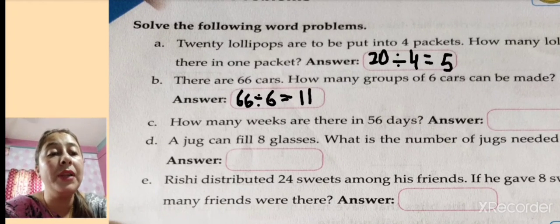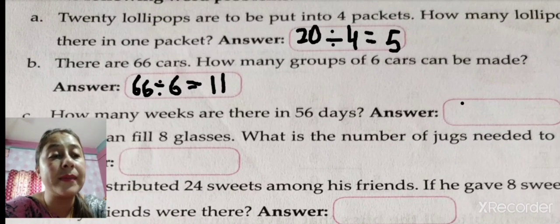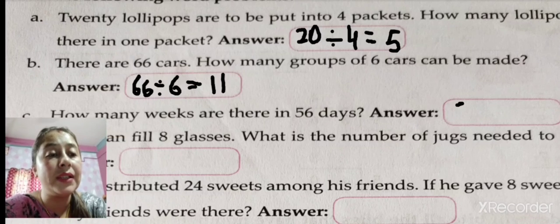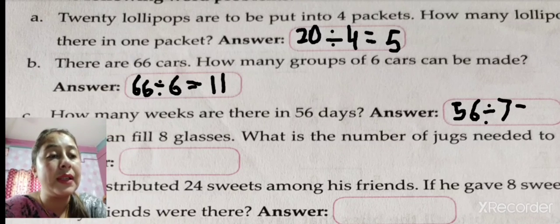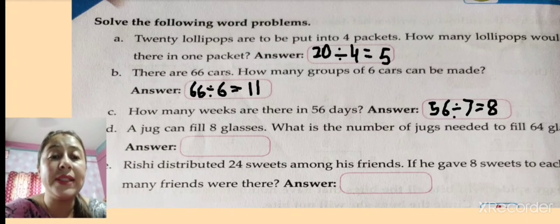So next, how many weeks are there in 56 days? We know that there are 7 days in 1 week. Yes, there are 7 days in 1 week. So what we will do? We will divide 56 by 7. So 7 eights are 56. So there will be 8 weeks in 56 days.